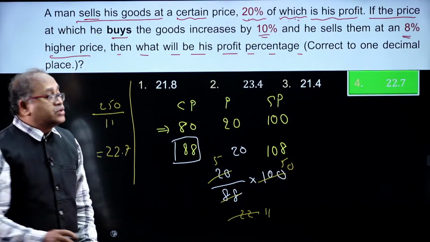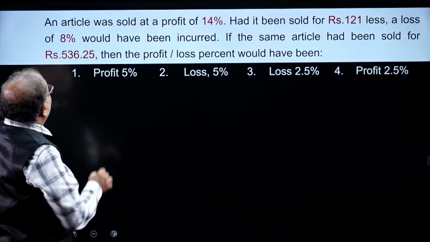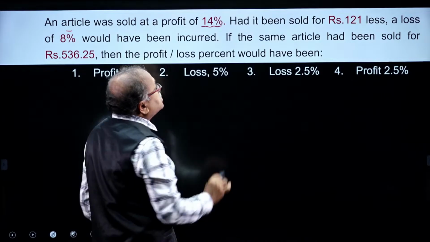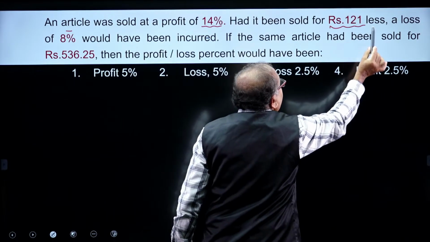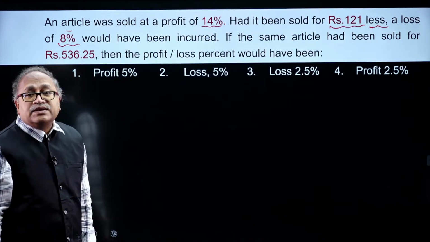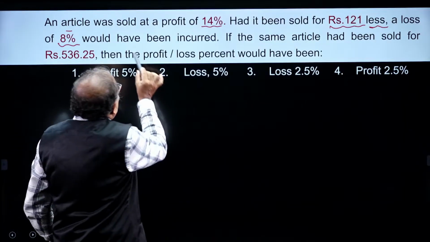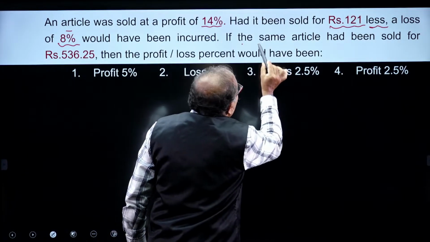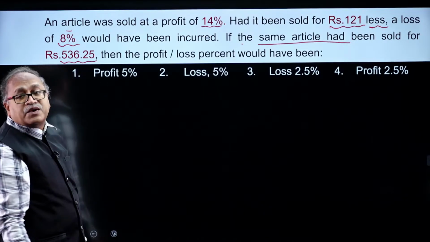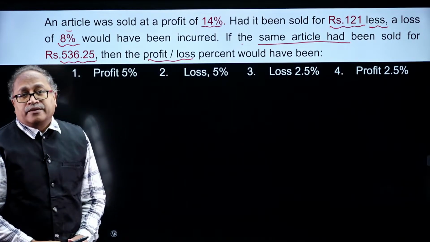I am moving on to the next question, my dear friends. Now, let me read the question. An article is sold at a profit of 14%. Had it been sold for rupees 121 less, a loss of 8% would have been incurred. I think it is the previous pattern repeated. The same article is sold for rupees 536.25, then what is the profit or loss percentage?